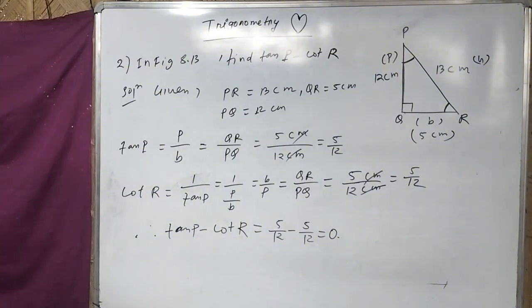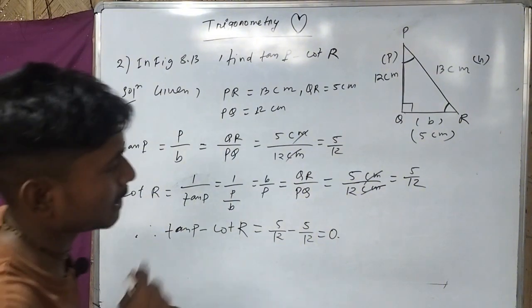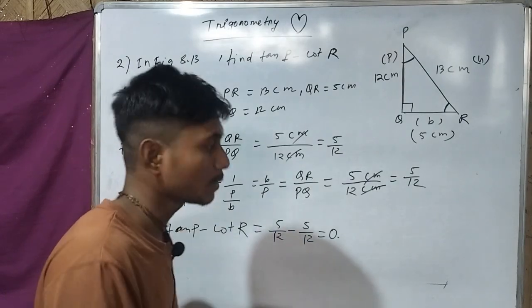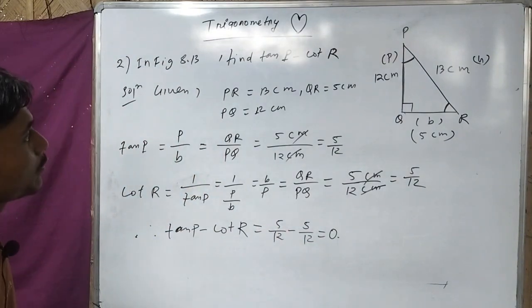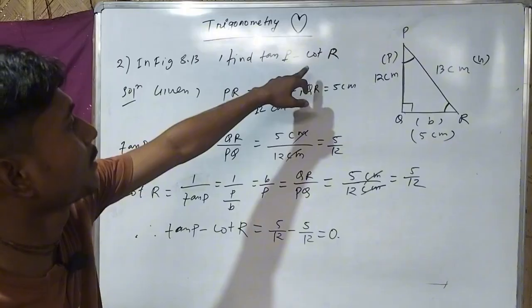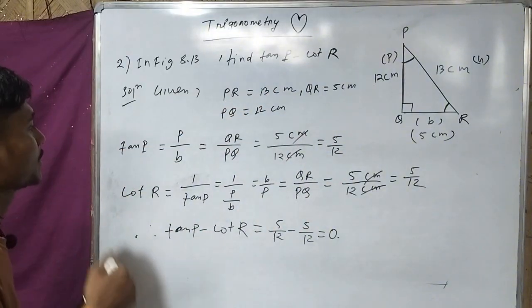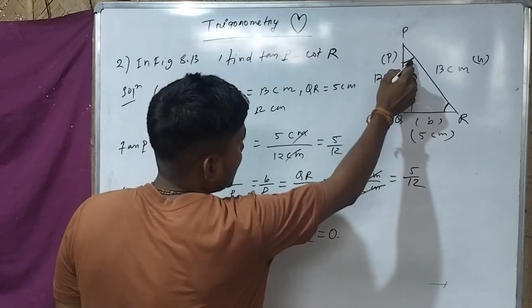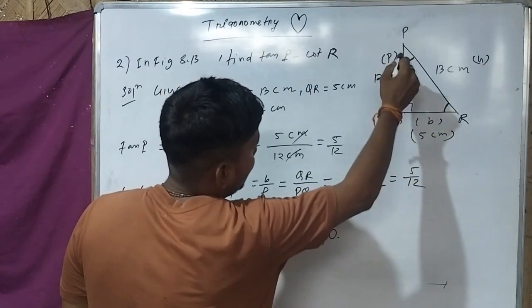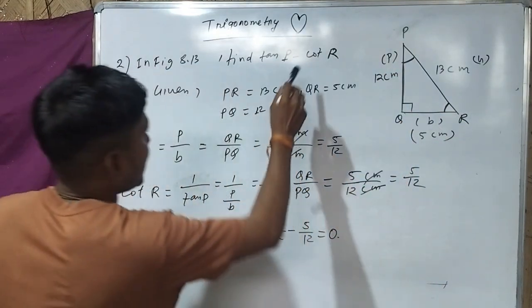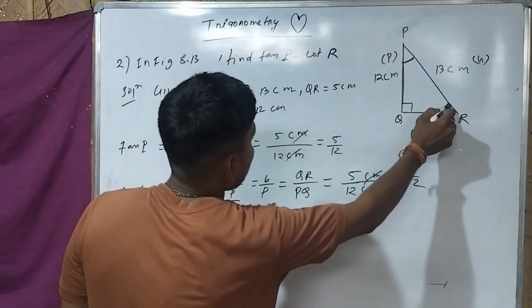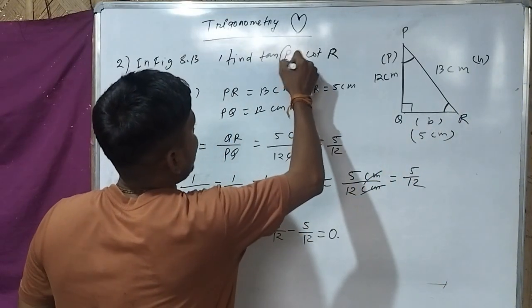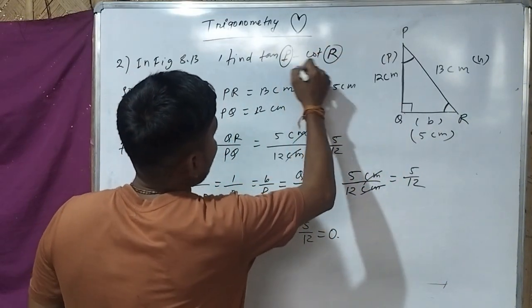If any two sides are given, then we have to find the third side with the help of the Pythagoras theorem. Then after finding the third side, we apply it in this formula. In this given question, if you take tan P, then you take this angle and find the perpendicular, base, and hypotenuse with respect to it. If cot R is given, check which point is given. Here P point and here R point.